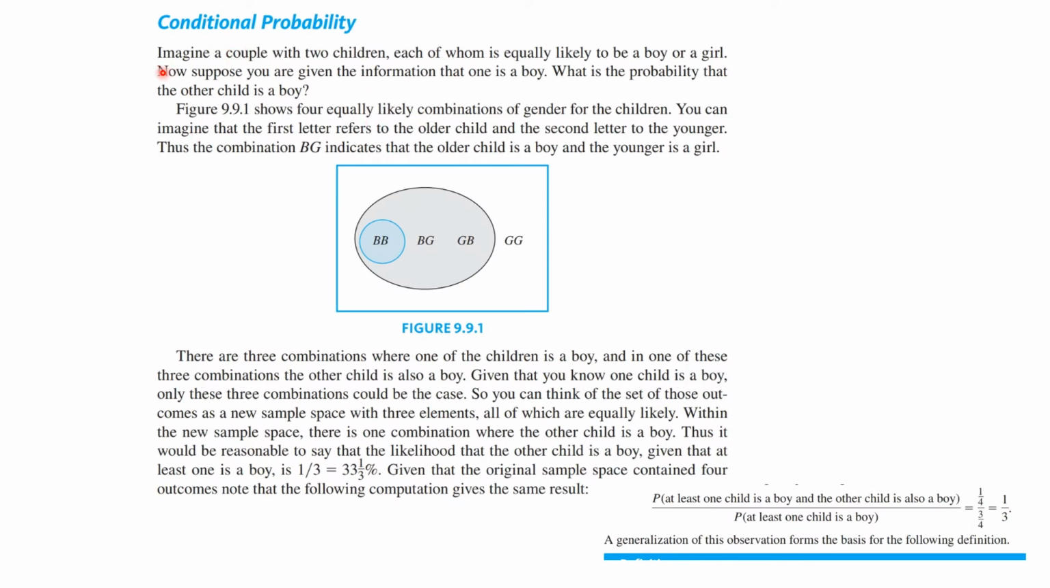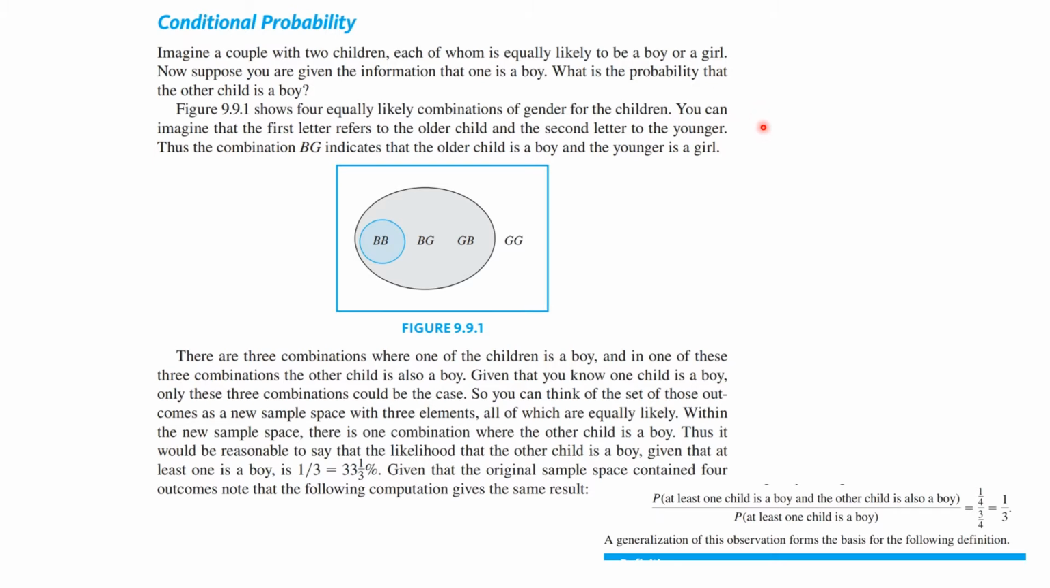Conditional probability. By way of introduction, imagine a couple with two children, each of whom is equally likely to be a boy or a girl. Now suppose you are given additional information that one is a boy. What is the probability that the other child is a boy? Now here's a figure showing four equally likely combinations of gender for the children. You see it can be BB, BG, GB, and GG.